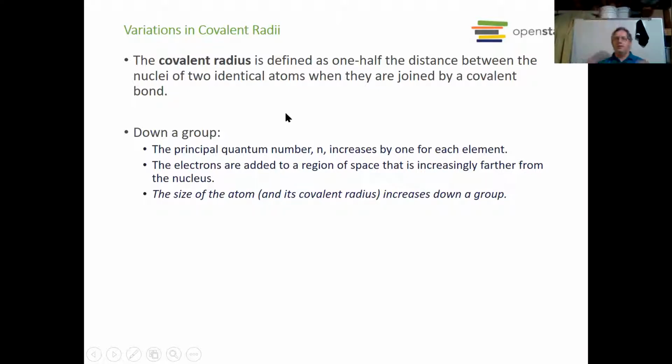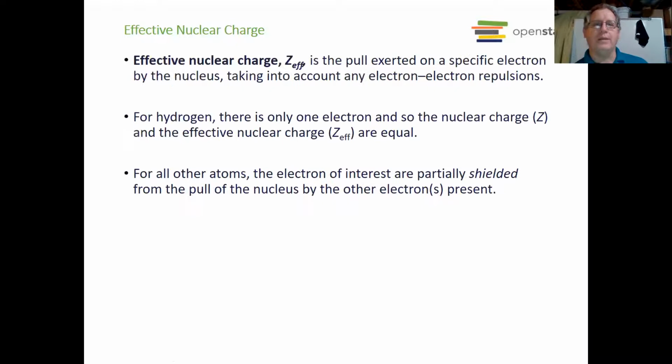But as we go down a group, we add energy levels. So as we go down in the periodic table, it's a little easier to see. As I add layers of electrons, they're going to get bigger. But what happens as I go to the right on the periodic table? As I go to the right, something else happens. I would expect that as I add more electrons, they're going to get bigger, but that's not what happens, because in addition to adding electrons, I am also adding protons in the nucleus.